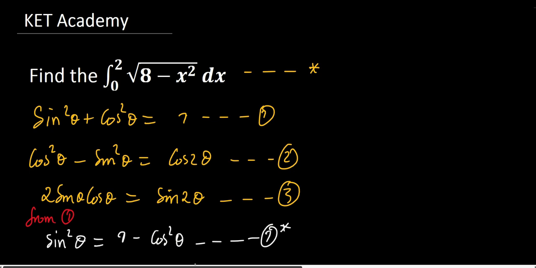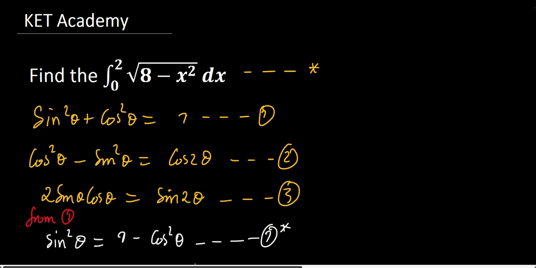So if we take a critical look at this equation 1 star, we notice that it is very similar to our original equation star, right? The only difference is we have 8 here and we have 1 here. We have x squared here and we have cos squared theta here. So how can we include a constant such that anywhere we see x, we can insert it here, and it should give us exactly what is in our equation star?